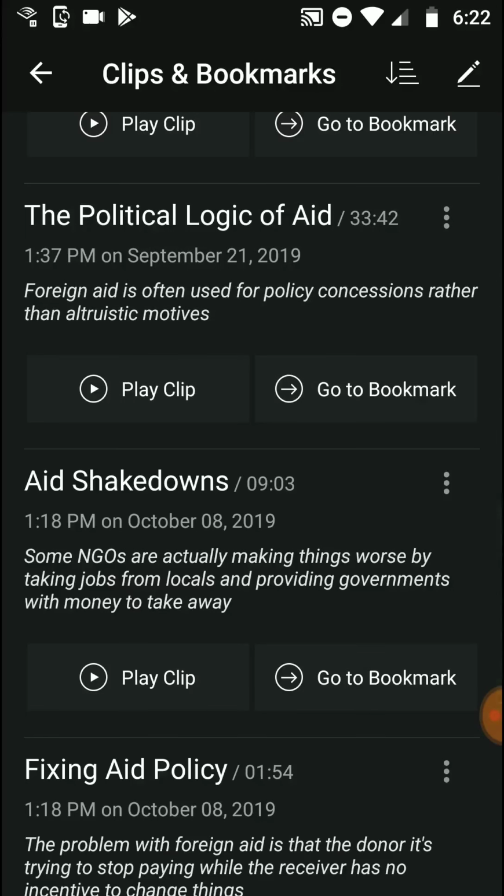Foreign aid is often used for policy concessions rather than altruistic motives. That was actually an interesting part of the book about foreign policy and foreign aid. Usually countries and companies do that not to really help the other countries, but for policy concessions and, again, not altruistic motives.